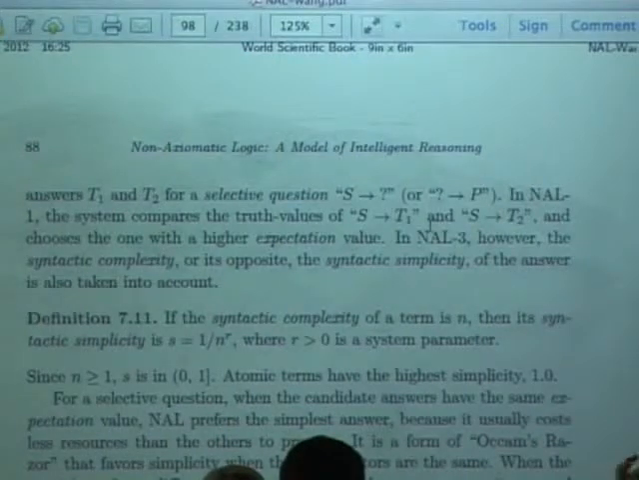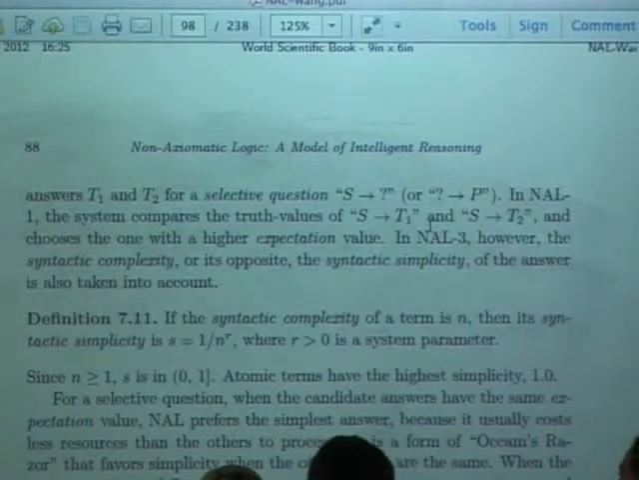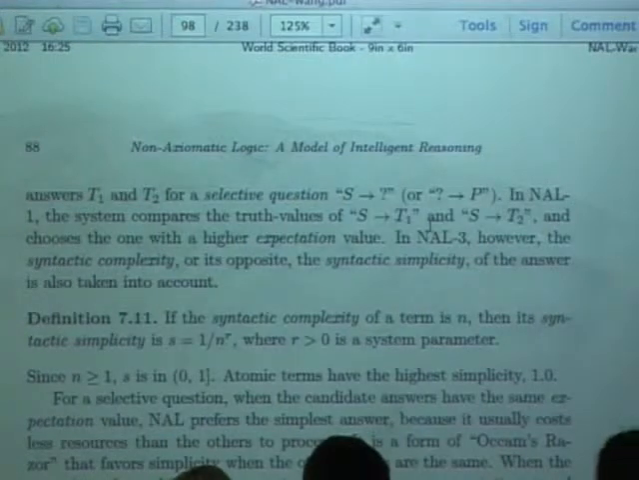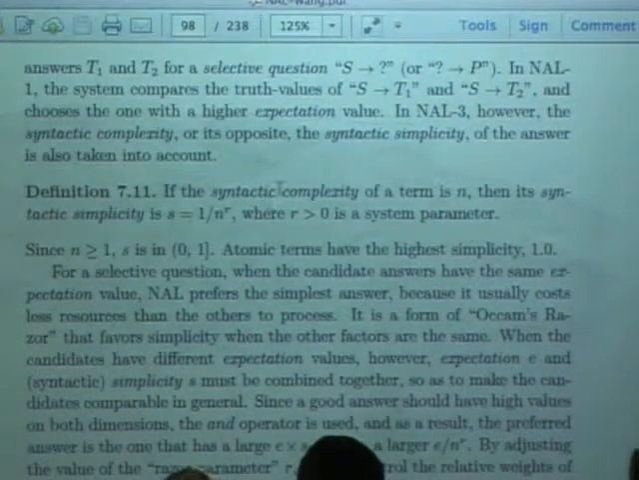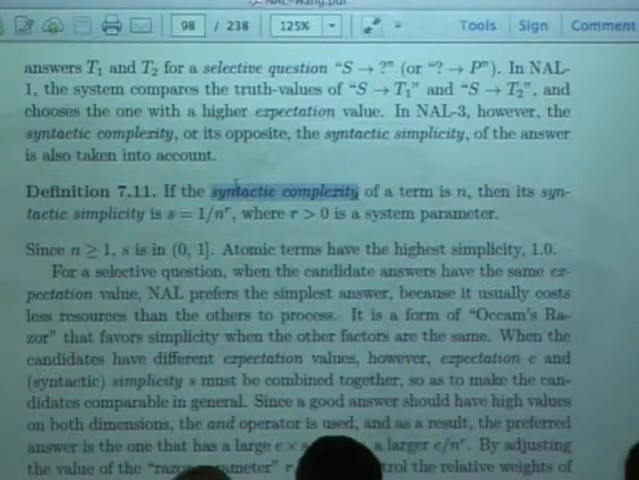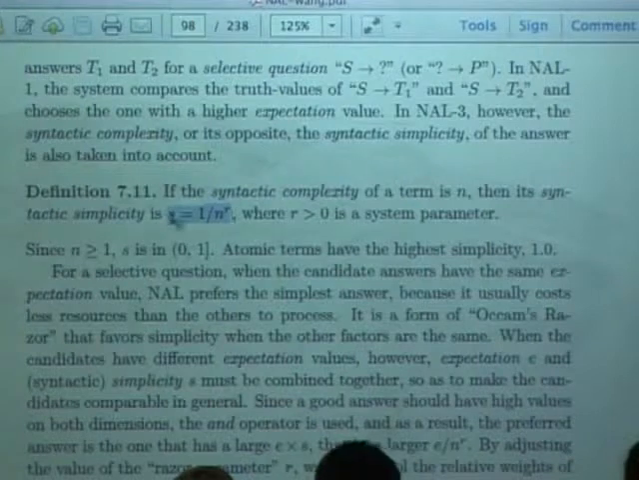Okay? And here we still do the same, but we introduce one more component, one more factor to be taken into consideration. That's the simplicity. So if there are more than one answers, the choice rule not only will check on the expectation, it will also take the complexity, here we mean the syntactic complexity, into consideration, which will use this formula.